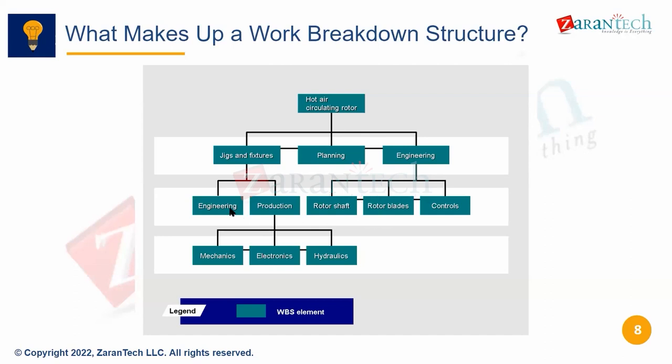If they want to keep budget also for each assembly, keep track of that budget, whether it is going beyond budget, beyond schedule, then they can have a separate WBS for each one of those. Okay, got it.